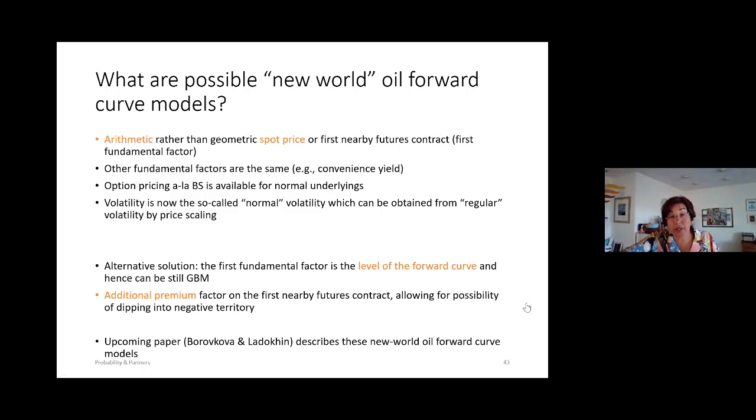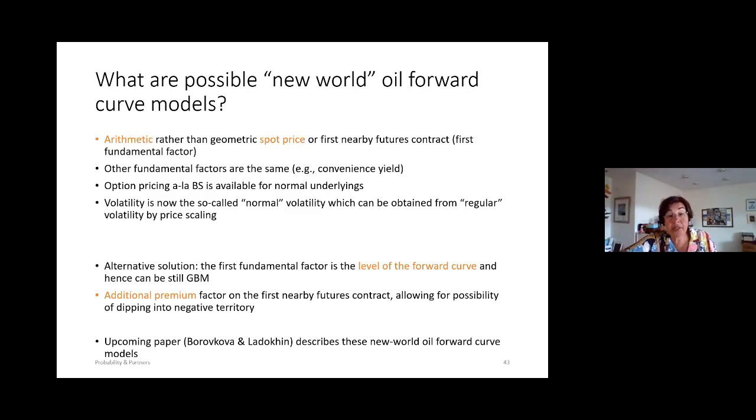But there is another solution, which is to replace the fundamental factor of the curve completely by the level of the curve. In other words, by the average price across the curve. And if, as we argued, these negative spikes are short-lived, very prone towards the front end of the curve, then the level of the curve can still remain GBM, geometric, because that will arguably not go below zero.